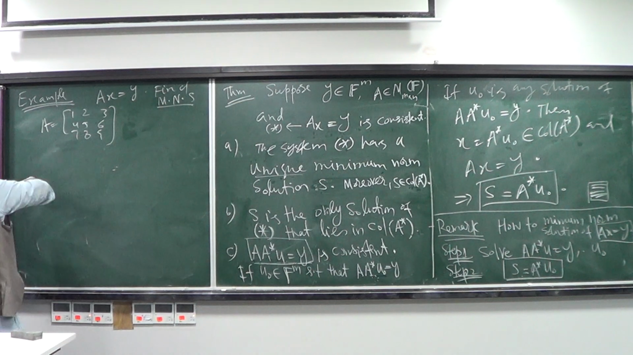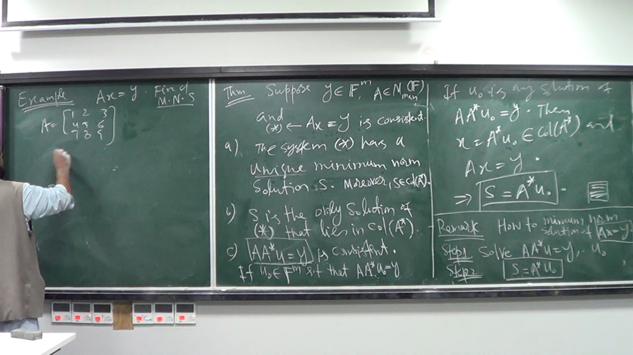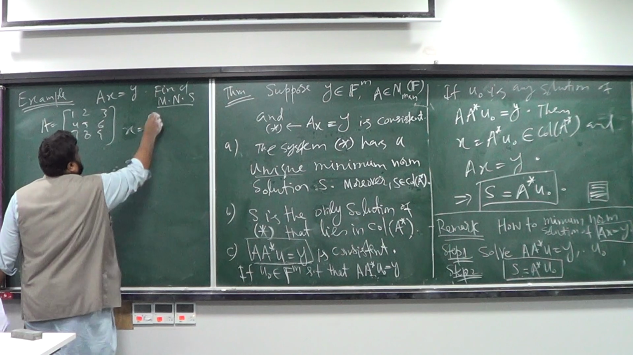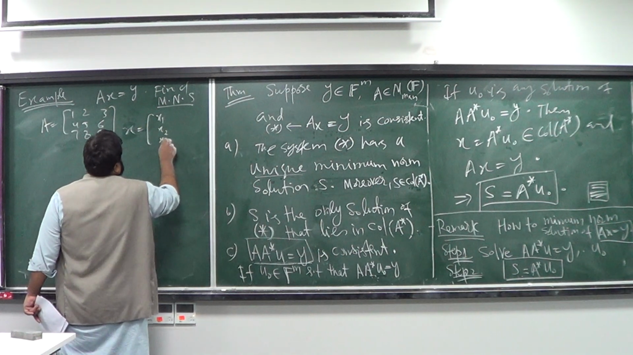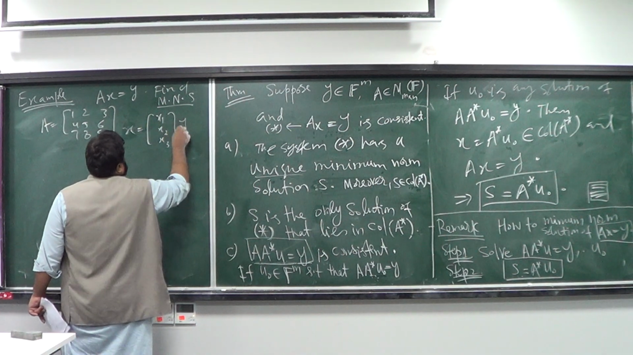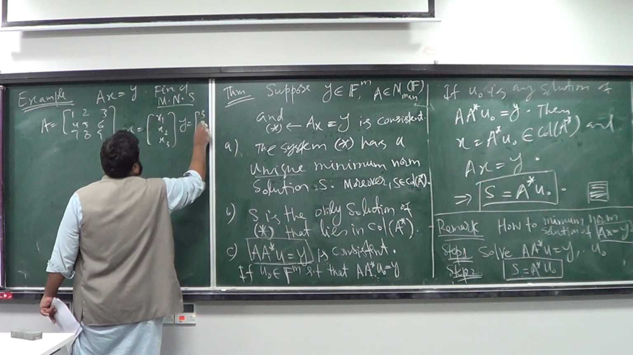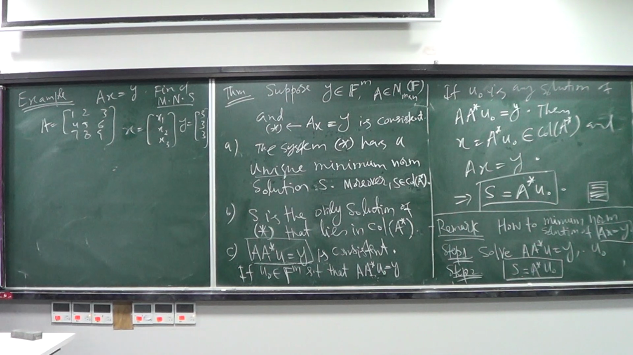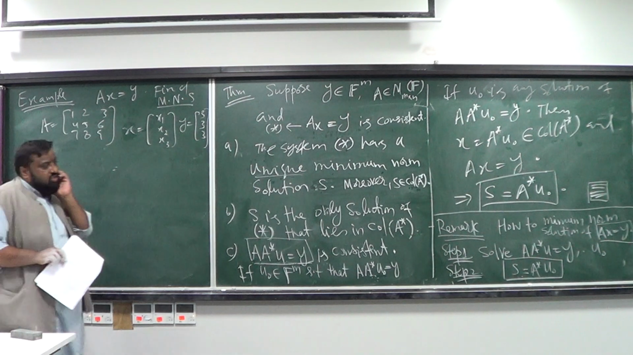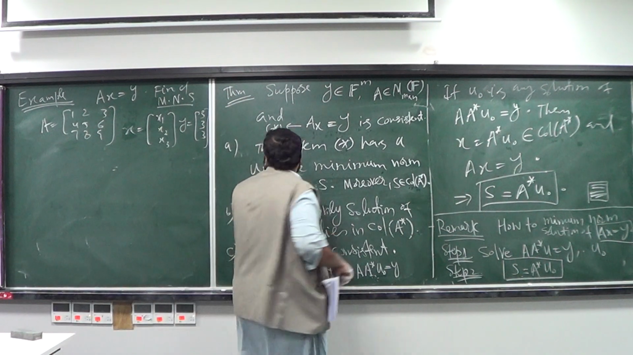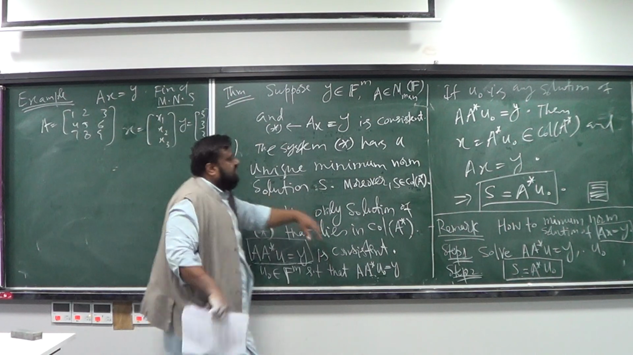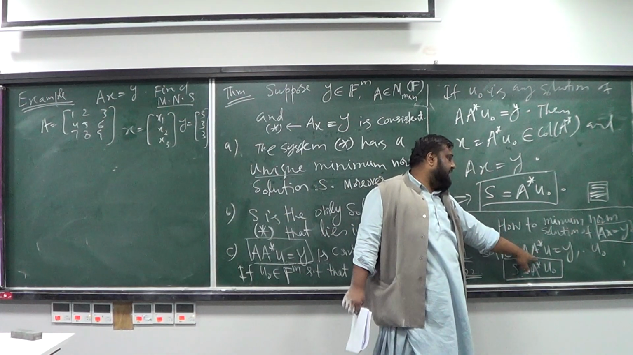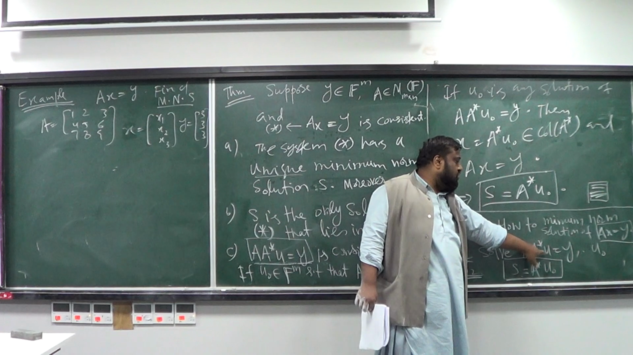Here A is this matrix, X is the vector of unknowns x1, x2, x3, and y is, say, the vector 3, 3, 3. Okay, this is the vector. Now what do you need to do? Forget about this system and solve this system: A multiplied by A star with some unknown u equal to y.